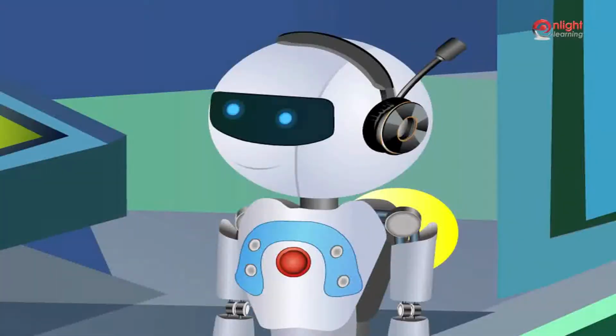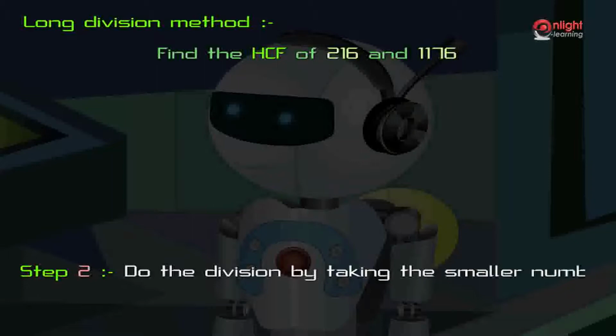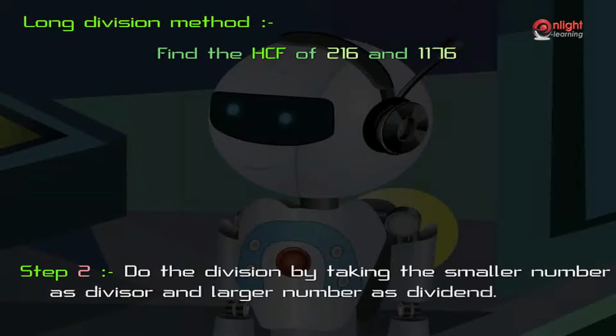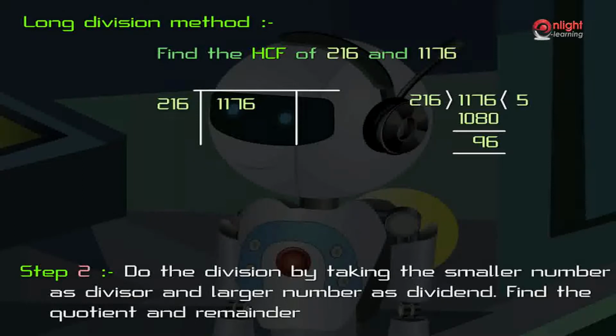1176. Good. Now, do the division by taking the smaller number as the divisor and the larger number as the dividend. Find the quotient and remainder. Here, the larger number is 1176 and the smaller number is 216. Dividing 1176 by 216, we get quotient as 5 and the remainder as 96.